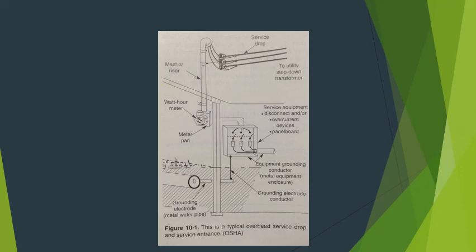The service location. Conductors brought to the building are run overhead or underground. Those coming in overhead from a utility pole are called service drop. See figure 10-1. Those routed underground from either a pole or a transformer pad are called the service lateral. So if you're coming overhead from a utility pole, it is called a service drop. If it's coming underground from a transformer pad, it is called the service lateral.